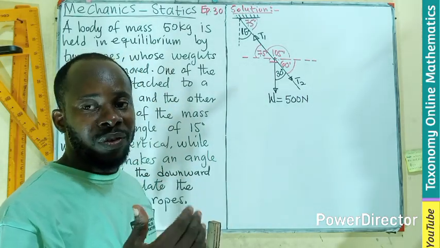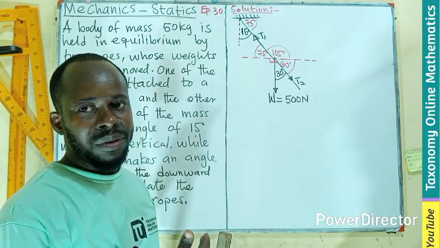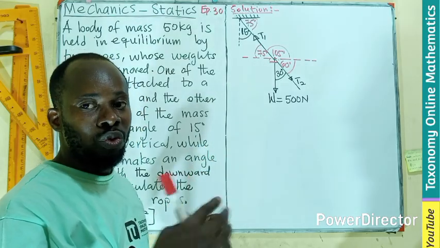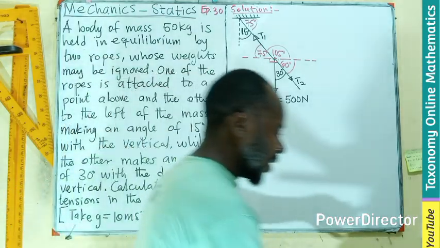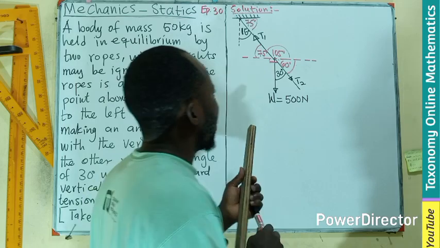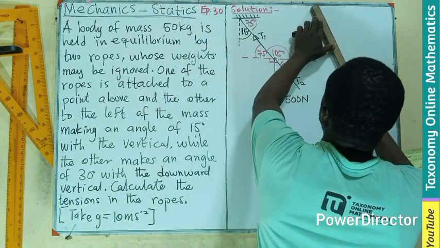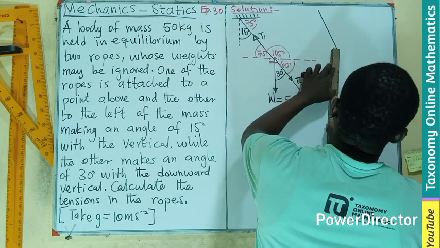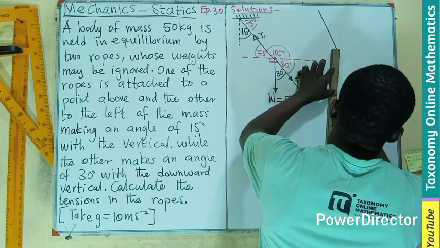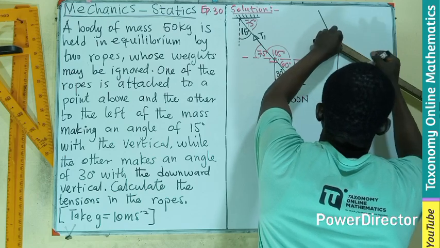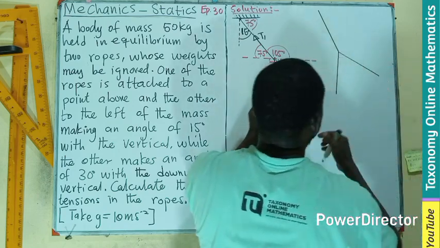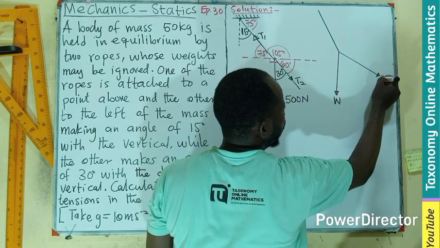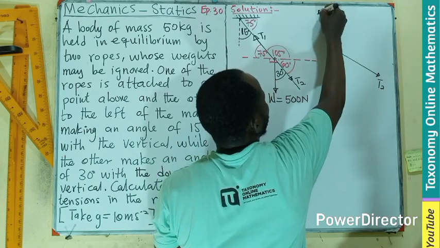So if you want to use triangular approach, you draw a triangle. If you want to use vector approach, you just resolve the values here into vector column form. Since we are using Lami's, we need to draw a diagram to introduce that. I think this is T1. Then let's see, we have our vertical, not drawn to scale, as I said earlier on. So if I have my W, I have my T2, then I have my T1.